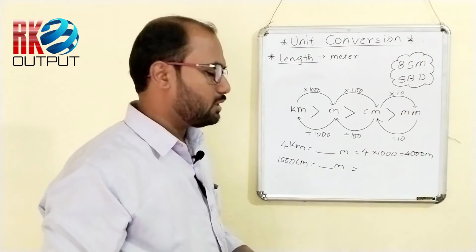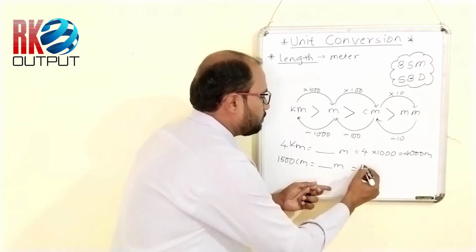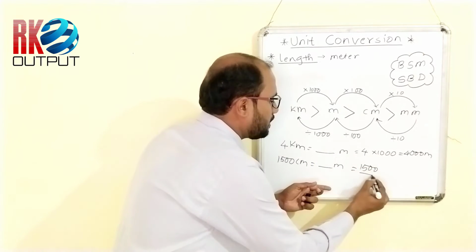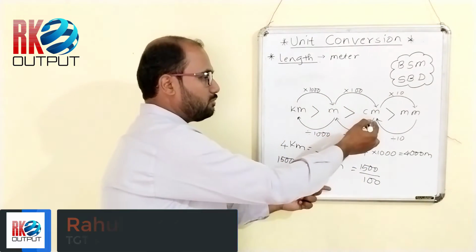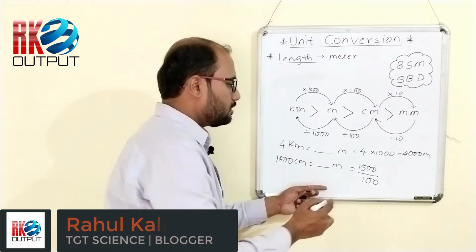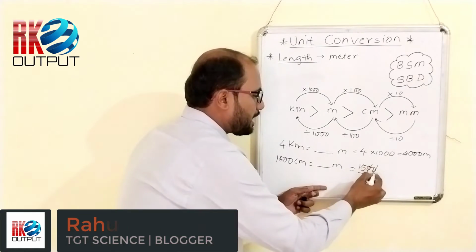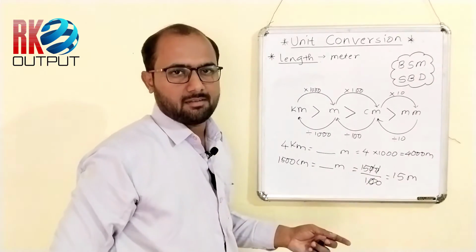1500 centimeter equal to how much meter? Then it is to be divided: 1500 divided by 100. Can you see centimeter to meter? You can see the arrow, divided by 100. So two zeros will be cancelled over there and the answer will be 15 meter.